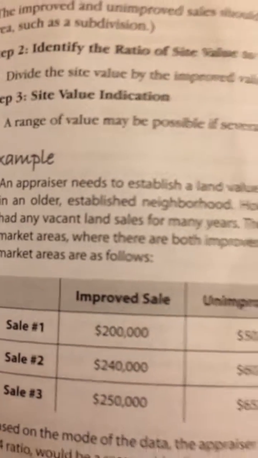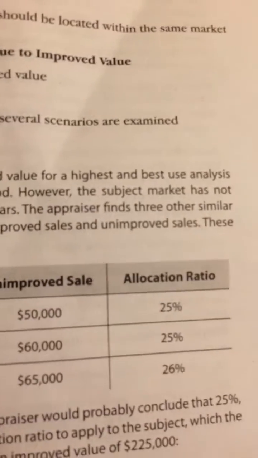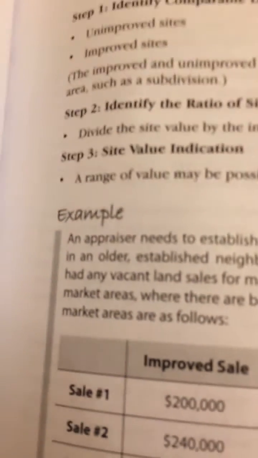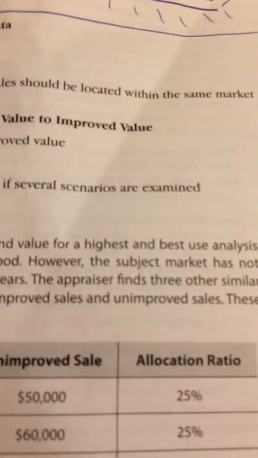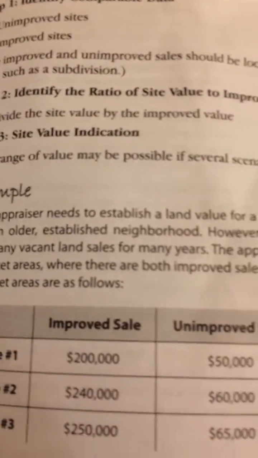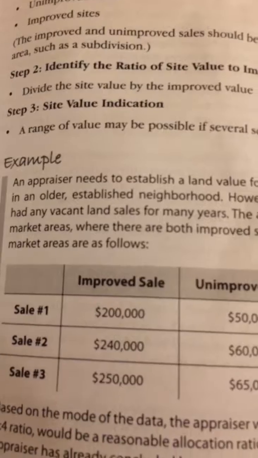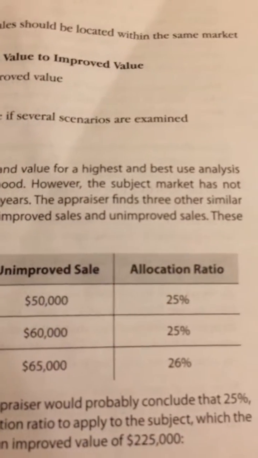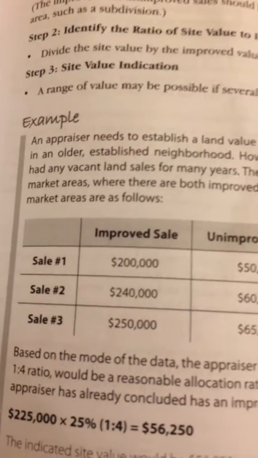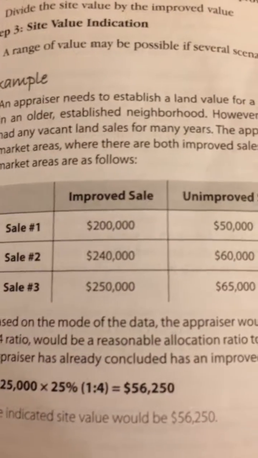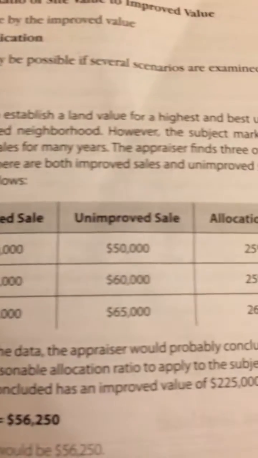Example: an appraiser needs to establish a land value for a highest and best use analysis in an older established neighborhood. However, the subject market has not had any vacant land sales for many years. The appraiser finds 3 other similar market areas where there are both improved sales and unimproved sales. These market areas are as follows. You have improved sale, unimproved sale, allocation ratio.